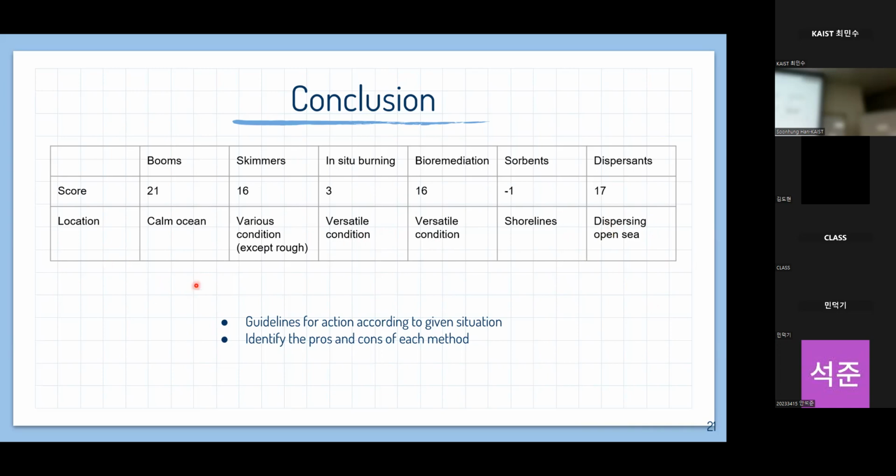This score sheet can help us determine the correct action to take according to a given situation. This will help us in the final presentation, where we will talk in more detail about the accidents themselves and what can be done in each case, now knowing the strengths and weaknesses of the studied methods.